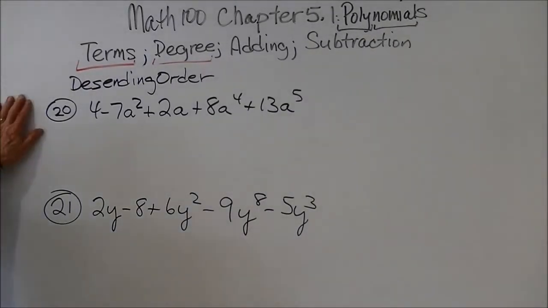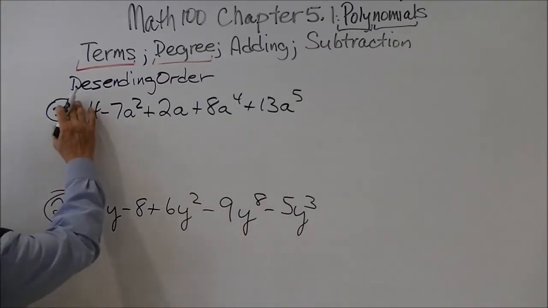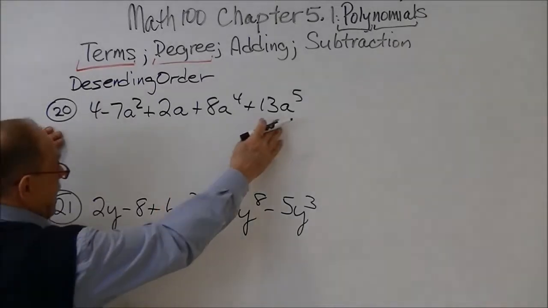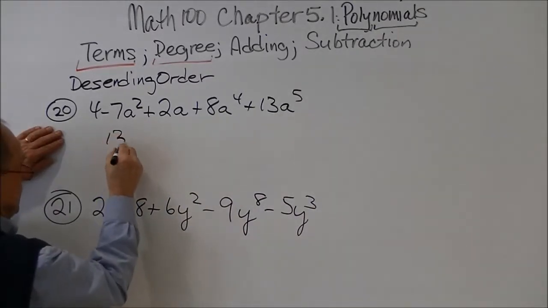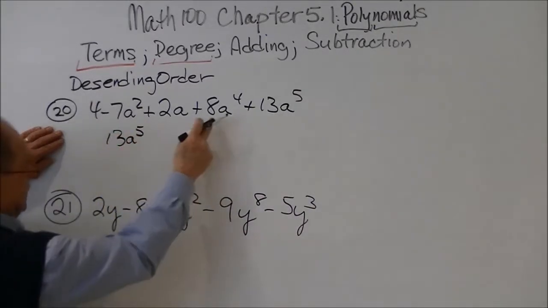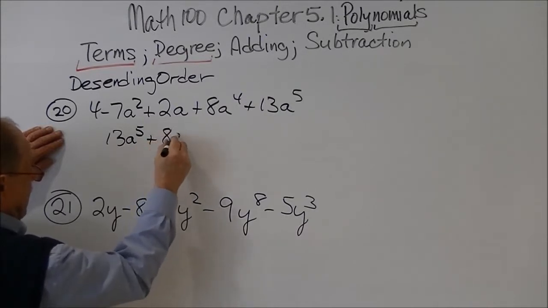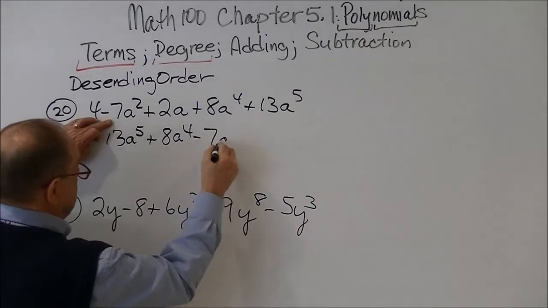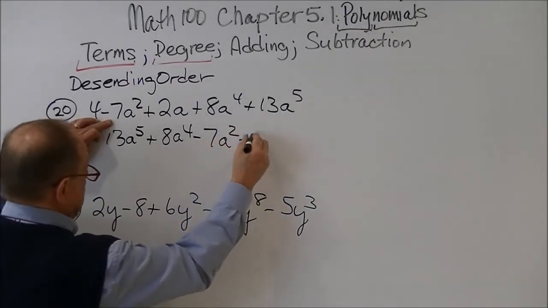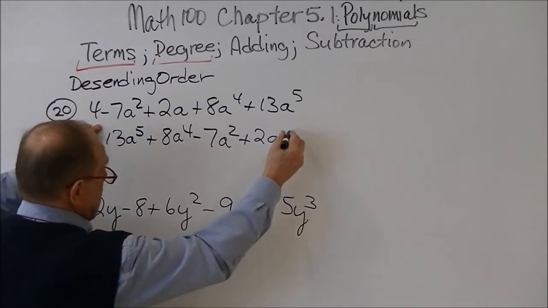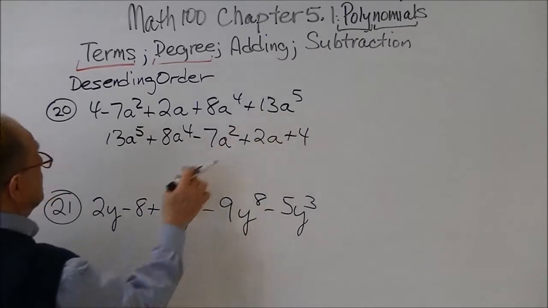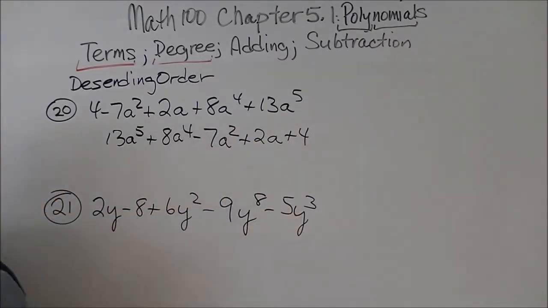For this, number 20 and 21, they're asking us to write them in descending order. So we're looking for the highest degree, and here we see it's going to be 13a to the 5th plus 8a to the 4th minus 7a squared plus 2a plus 4. So there's 1, 2, 3, 4, 5 terms, and we have 5 terms.